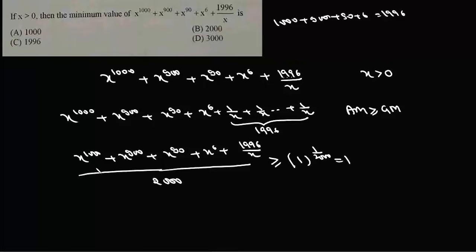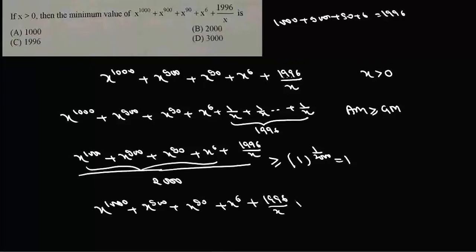So the value of this sum, x to the power 1000 plus x to the power 900 plus x to the power 90 plus x to the power 6 plus 1996 upon x, will always be greater than or equal to 2000. So its minimum value will be 2000, and that's your option B.